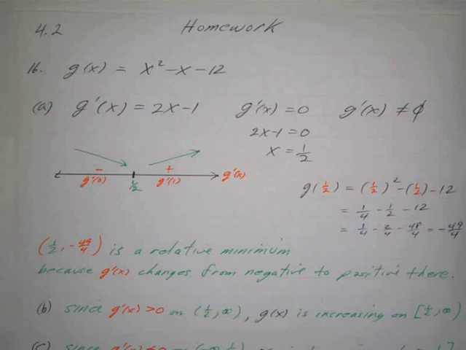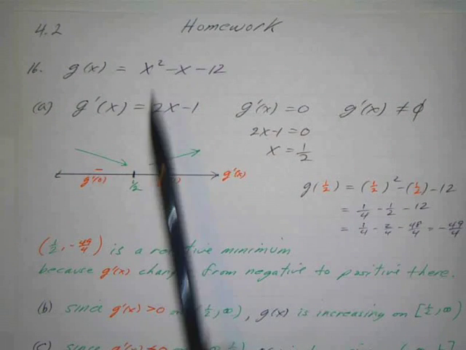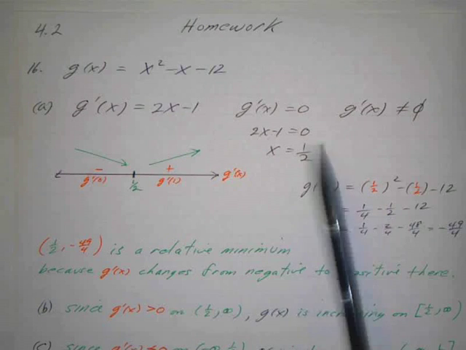Okay, these are some more problems from section 4.2. This is number 16. And first of all, we just want to find any relative extrema and then intervals in which it's increasing or decreasing. So if we look at our function, first of all, we'll take the derivative g prime of x. This is pretty easy, 2x minus 1.